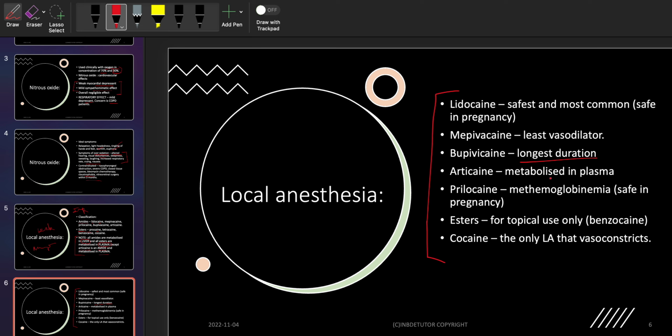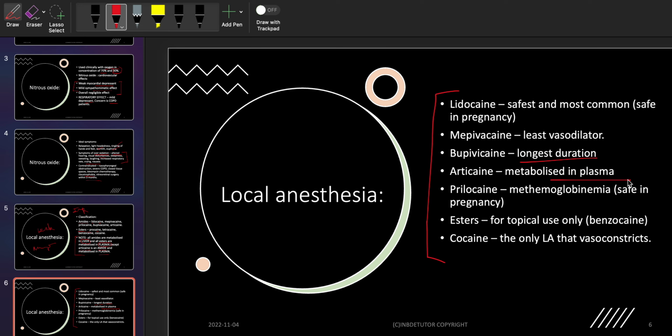Articaine, as we have already studied in the previous slide, is metabolized in the plasma. Prilocaine is the most common drug that causes methemoglobinemia, and questions do come on this topic. They'll give you a question like, out of the following local anesthetics, which one causes methemoglobinemia? It is prilocaine. But another thing about prilocaine, as I've already mentioned, is that it is safe during pregnancy.